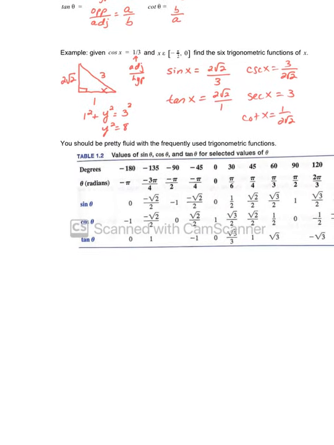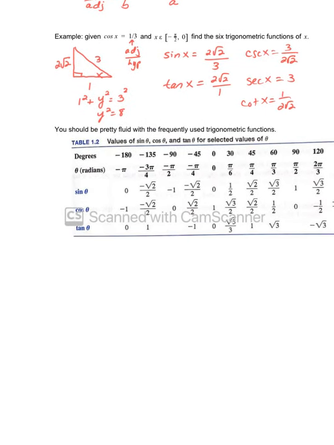You also should be pretty fluid at this point with 30, 60, 90 triangles and 45, 90 triangles, so that anytime I ask you for anything like sine of 45 degrees, for example, you should know automatically that that is square root of 2 over 2. Or if I asked you for, say, cosine of 60 degrees, you should know automatically that that is a half. So I would make sure that I memorize the things that are in that chart.